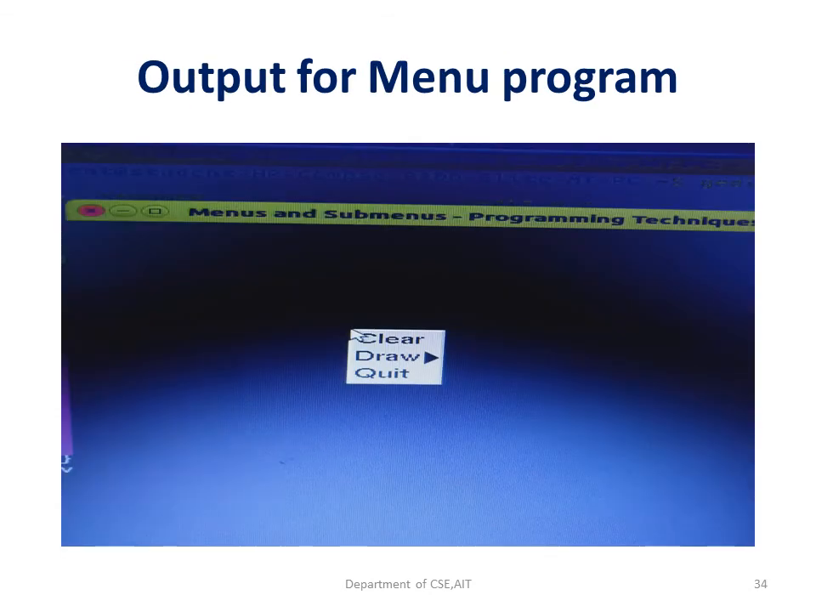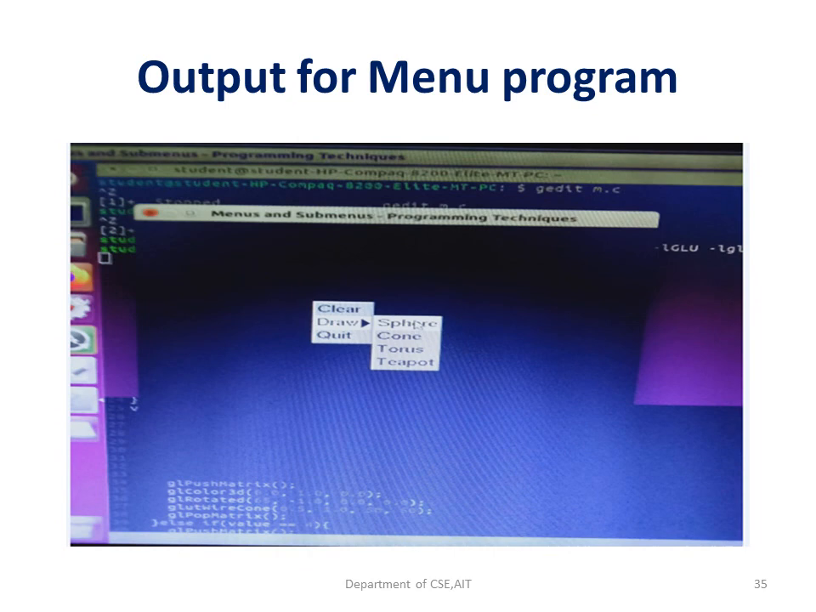So here we have the output. First, when I click my right button, because in the program, after the menu entries, when we are attaching, we have written GLUT right button. So when you click the mouse's right button, you get the first menu, and when you click on draw, you get the submenu. So this is the submenu.